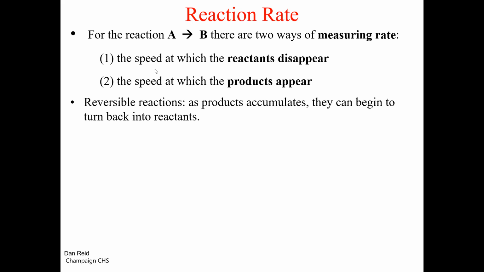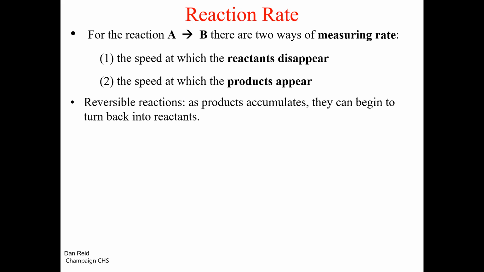So if we want to measure the rate of the reaction, we can measure the disappearance of the reactant, which is A, or the speed at which the product appears. So you see that as A is disappearing, B is appearing.